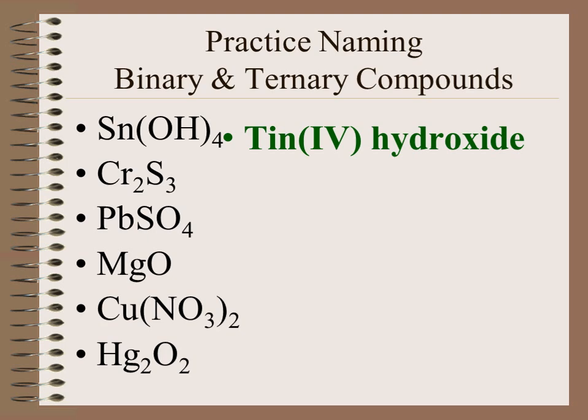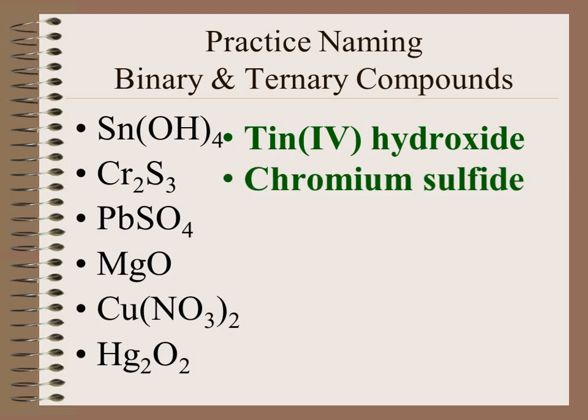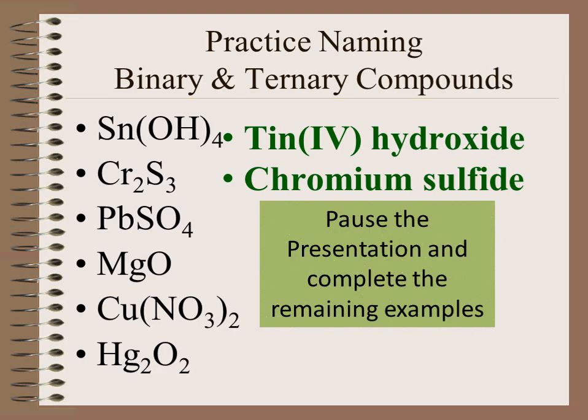In the next one, Cr2S3, it's a binary compound, and so for this one we name the cation, we name the anion, and we change the ending, so we would get chromium sulfide. Take a moment, pause the presentation, complete the remaining examples, and then restart the presentation when you're ready to check them.